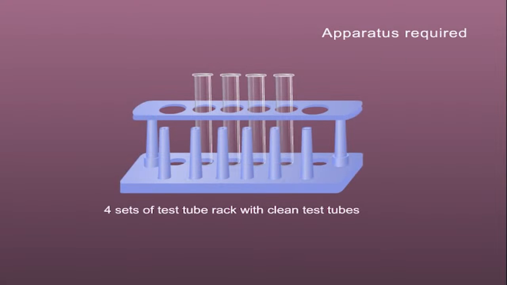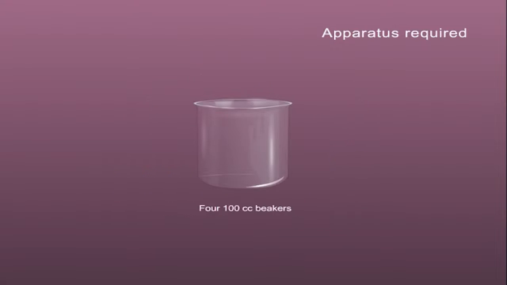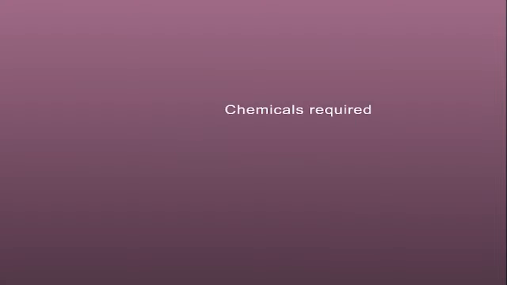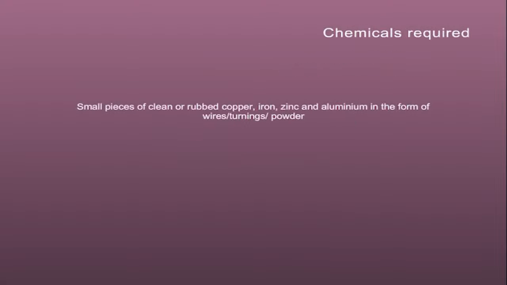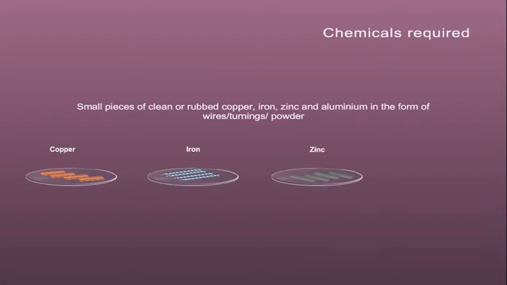Apparatus required. 4 sets of test tube rack with clean test tubes, 400 cc beakers. Chemicals required. Small pieces of clean or rubbed copper, iron, zinc and aluminium in the form of wires, turnings and powder.